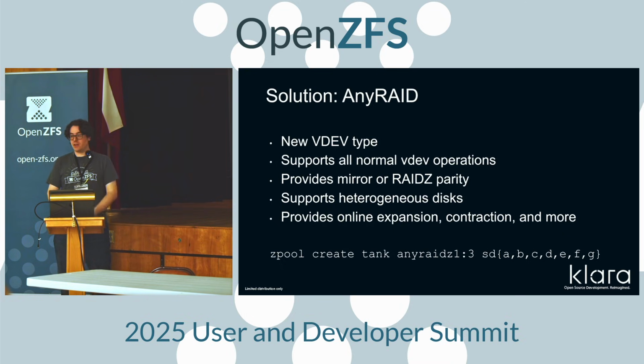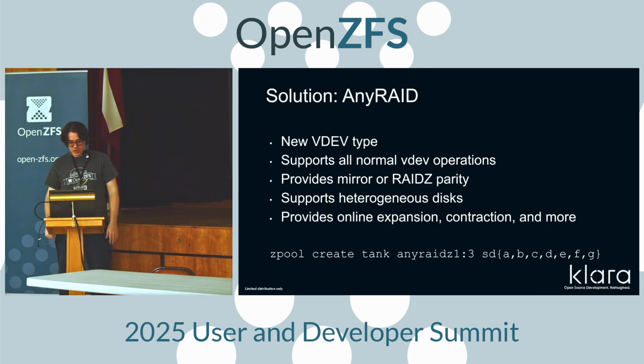And the big feature that it supports is that you can have heterogeneous disks. You can have a mix of 10 terabyte drives and 5 terabyte drives and 1 terabyte drives all working together to provide space. And you can actually take advantage of almost all the space on all of those different devices. And then there are some other cool new features it offers, like online expansion, contraction, and then some more that we're going to talk about.